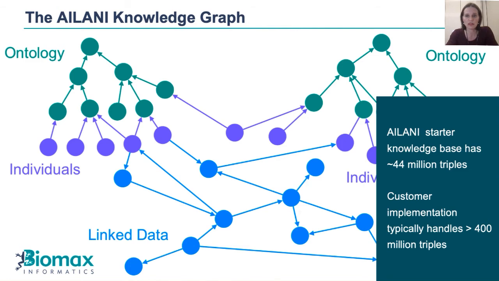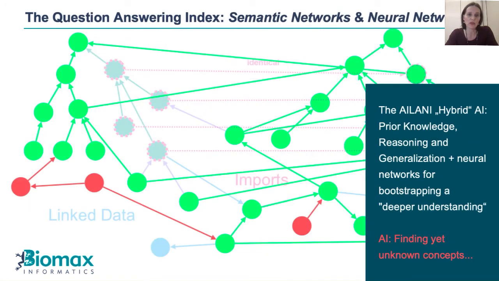The question answering index now is a combination of semantic networks and neural networks, which we here refer to as the Vilani hybrid AI, which combines prior knowledge, so relations contained within the ontology, relations, and reasoning and generalization, plus neural networks, which allow for deeper understanding. And artificial intelligence finds yet unknown concepts and contributes to this knowledge graph.